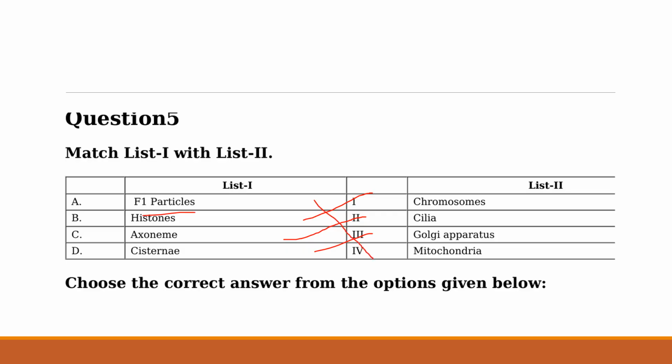What is F1 particle? In mitochondria inner membrane there are F0-F1 particles or oxysomes, which help to generate ATP in the electron transport system. It helps to create ATP.